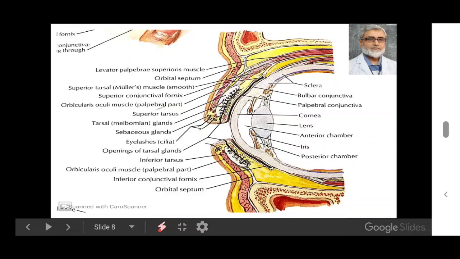And what are the layers of your eyeball? Just I showed you everything here in the different layers, muscles and membrane, fornices.